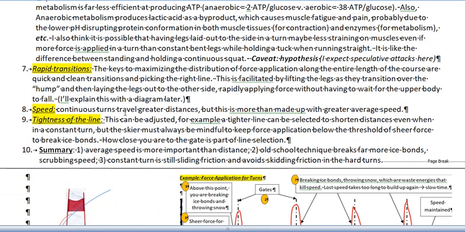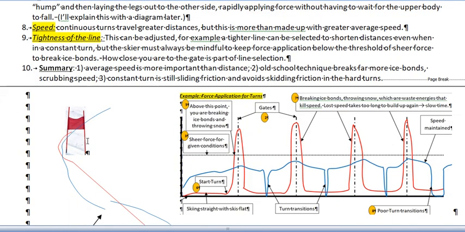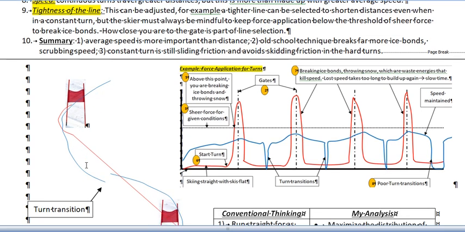Speed, continuous turns travel greater distances, but this is more than offset by the greater average speed of the end, right? So even though when you're making these broad sweeping turns, you're traveling a greater distance, the common sense, the conventional thinking was, oh, that's just dumb. You're going further, right? Take the shortest line possible. Well, no, that actually kills your speed.